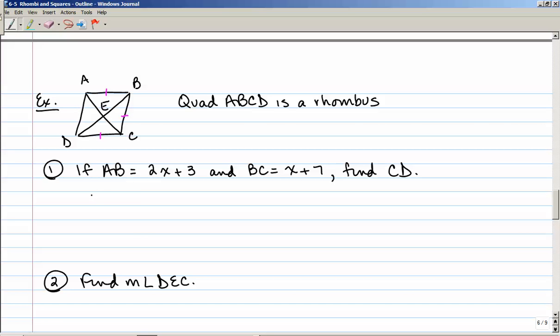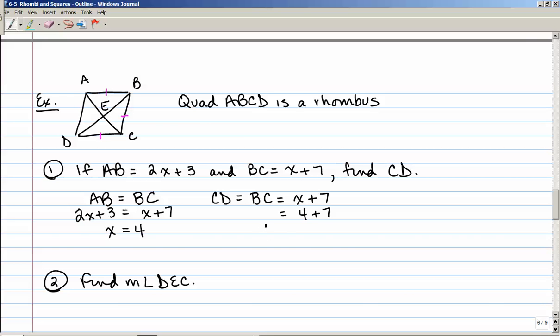So let's set AB equal to BC. So 2x plus 3 equals x plus 7, or x equals 4, and CD is actually the same length as either AB or BC, so I'll just pick BC because that's the easiest one. So CD is the same length as BC, which is x plus 7, or 4 plus 7, so the length of CD is 11 units.